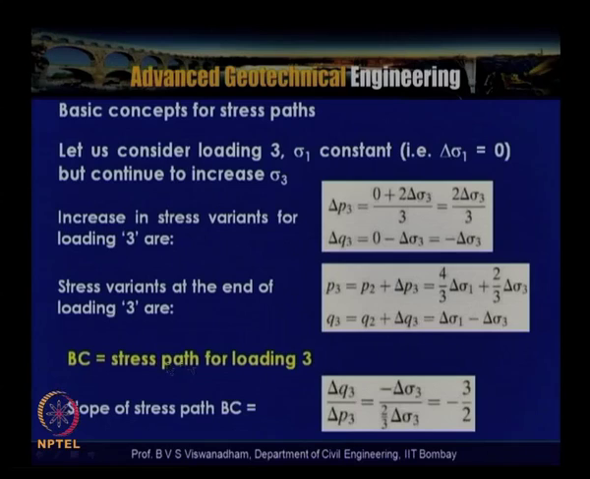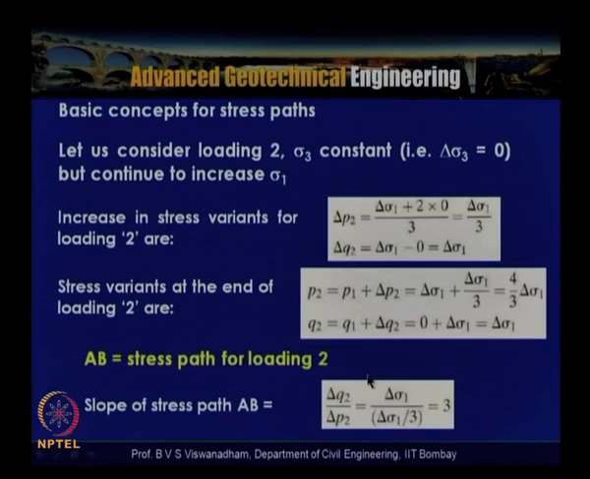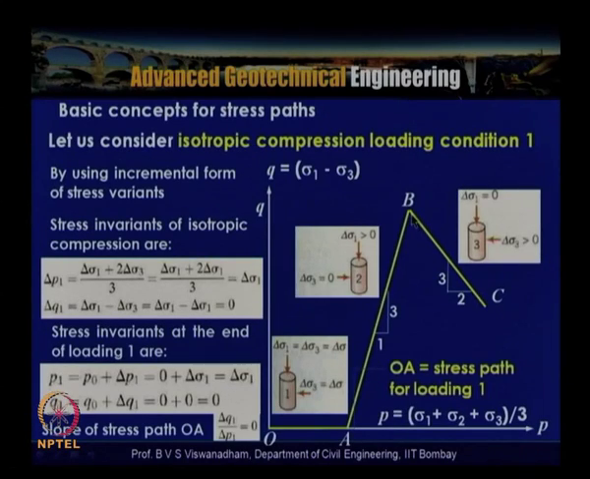So this BC, the stress path for the loading 3, which is shown here, is in this direction. You can see that this path now takes a downward turn here, because the loading condition here is that there is no change in sigma 1, that is the rate of change of sigma 1 is 0, delta sigma 1 is 0, but delta sigma 3 is being increased, that is greater than 0.